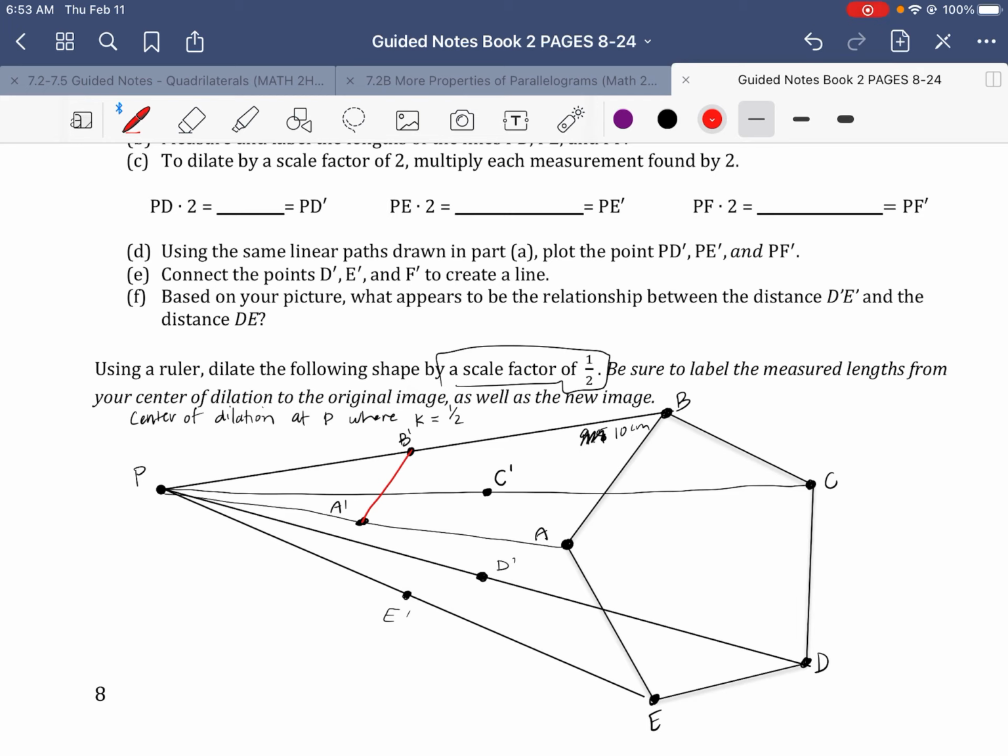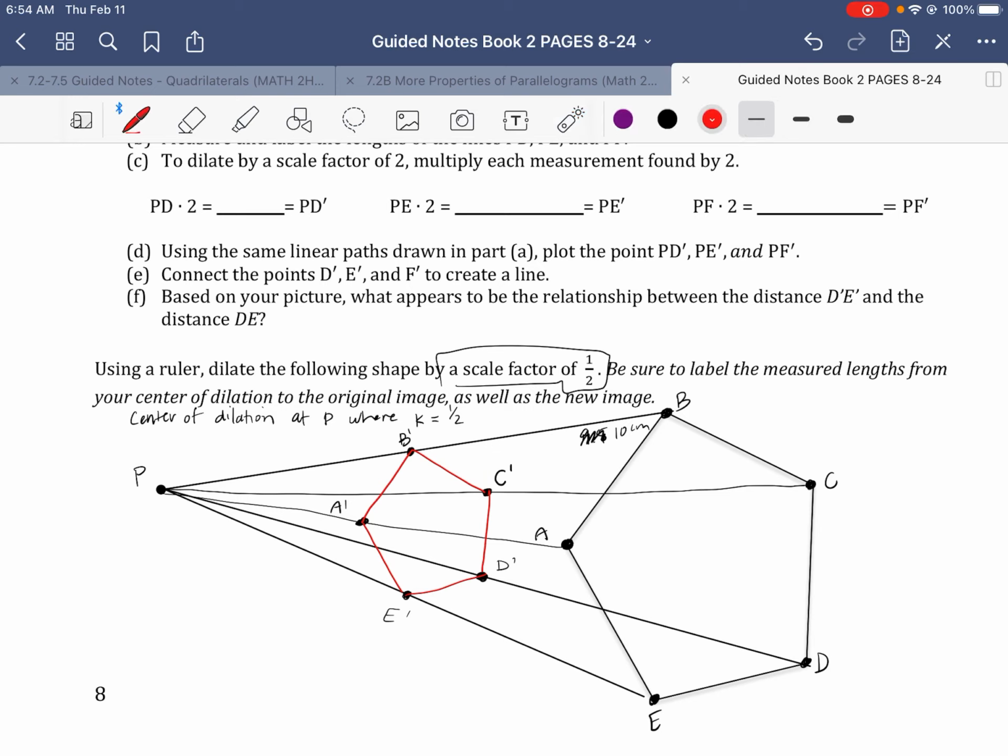Then we can go ahead and connect these, and you'll notice that this image is oriented in the exact same way it was before. The angles are the same. The relationship between the side lengths are the same proportion. All it did is shrink the image back. So anytime your scale factor is less than 1, it's always going to shrink the image back. If this was a scale factor of 2, then we would take this distance and we would double it.